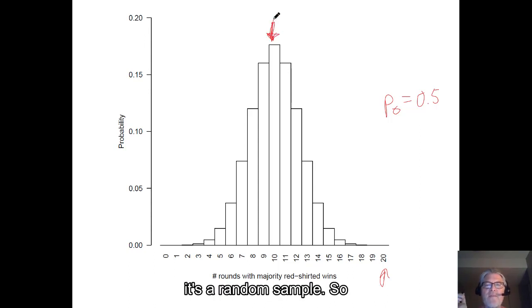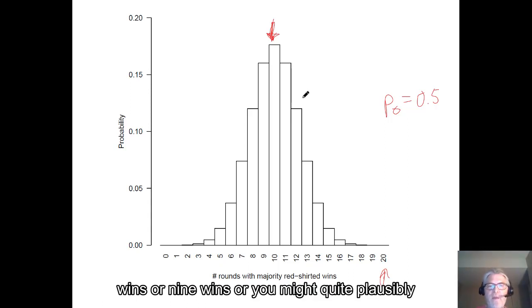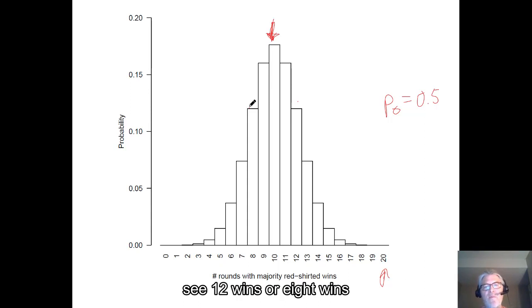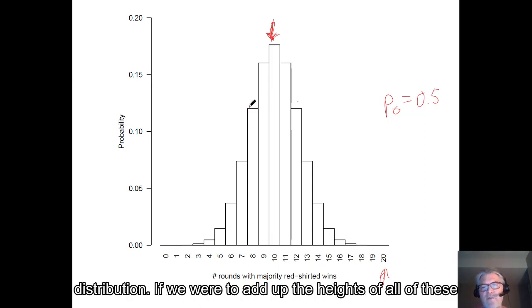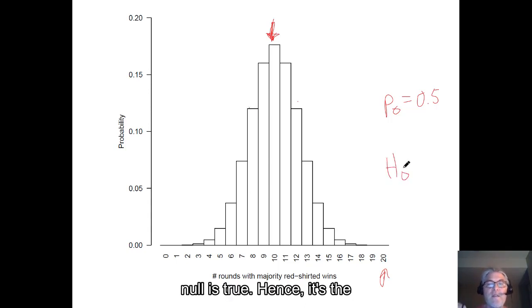But of course, it's a random sample, so even if the null were true, sometimes you'd see 11 wins or 9 wins, or you might quite plausibly see 12 wins or 8 wins, etc. So this is the full probability distribution. If we were to add up the heights of all of these bars, we'd have a probability of 1. So this is the probability distribution for our test statistic. It's the probability assuming that the null is true, hence it's the null distribution of our test statistic.